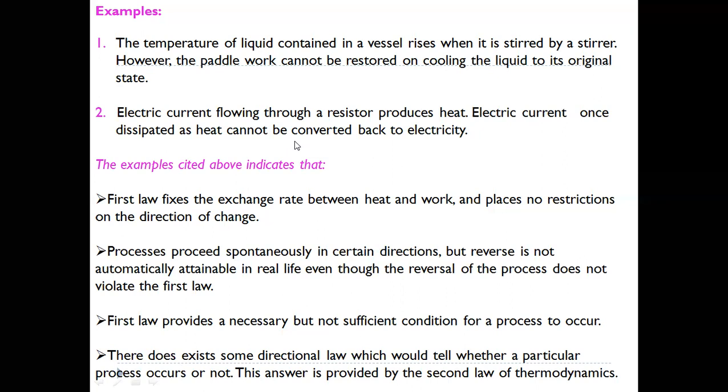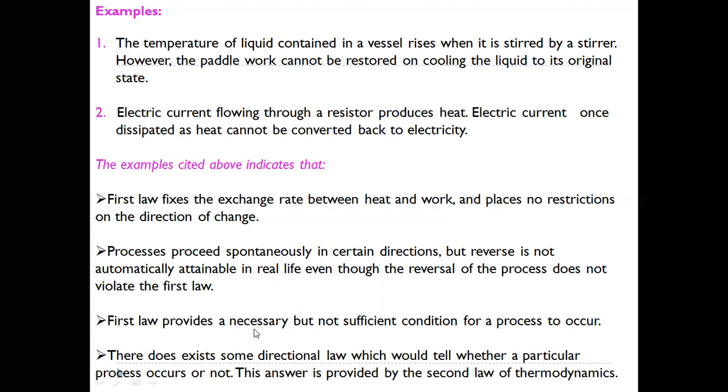And next one is, in real life, a process will take place in only one direction. That means heat can flow from a higher temperature body to a lower temperature body, but the reverse is not possible. Heat cannot flow from a cold body to a hot body. In real life, this reversible process does not take place. So this is the second limitation.